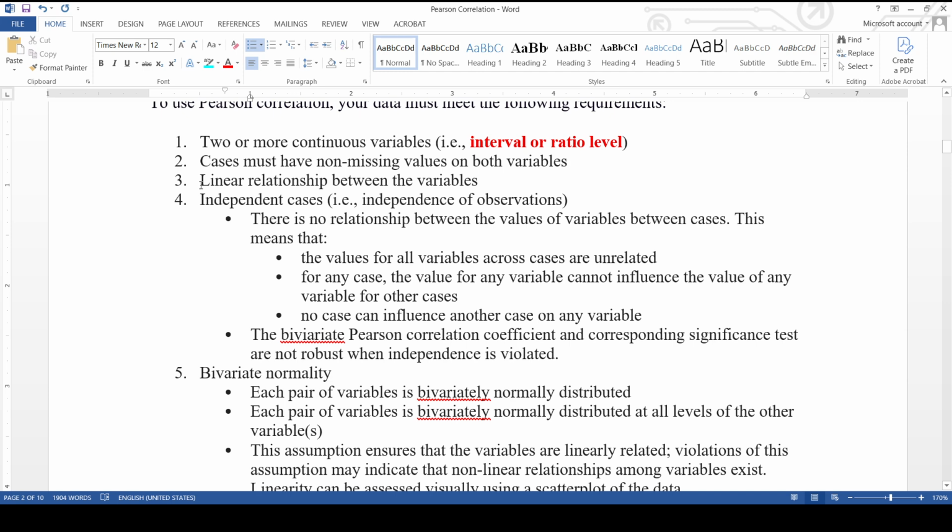Now, the third point here says a linear relationship between the variables must exist. The cases must be independent of observation. There is no relationship between the values of a variable between cases. There must not be a relationship before you find the relationship. The values of all variables across cases are not related. That's what we mean by there is no relationship. For any case, the value of any variable cannot influence the value of another variable for other cases.